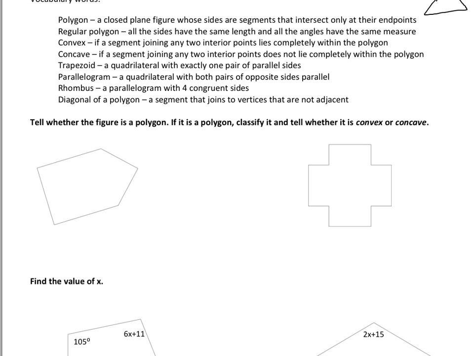So first, if we look at this figure here, it is closed because none of the sides are open, they all connect. Everywhere where the sides intersect is only at endpoints, so we're good there. So yes, this is a polygon. If it is a polygon, we should be able to classify it. Now, how we classify polygons is by how many sides they have. So if I count the number of sides in this polygon, I have 1, 2, 3, 4, 5. So a 5-sided polygon, hopefully you remember, is called a pentagon.